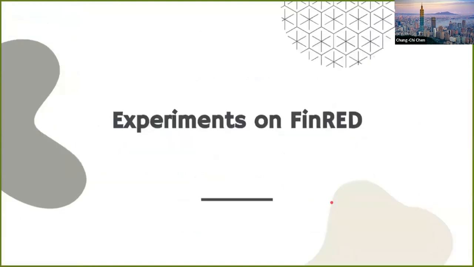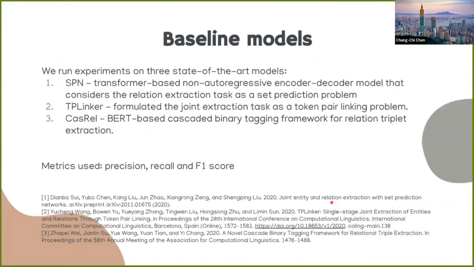Now we come to some of the experiments that we have conducted on the FinRED dataset. We experiment with three baseline state-of-the-art models. I will be explaining them briefly here. For more details, you can go through these citations. The first model is SPN, which is a transformer-based non-autoregressive encoder-decoder model that considers the relation extraction task as a set prediction problem. The second is TPLinker, which formulates the joint extraction task as a token pair linking problem. And the third is CasRel, which is a BERT-based cascaded binary tagging framework for relation triplet extraction. The metrics that we have used to compare these three methods are precision, recall, and F1 score.